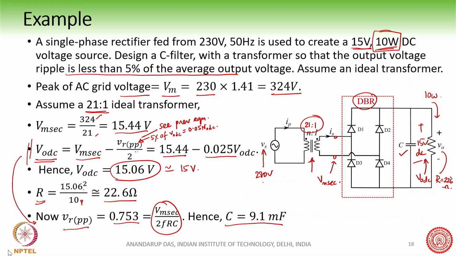The other problem is that this current is also highly non-sinusoidal. If it is 10 watts, very little power, it can be acceptable to the grid. But if the power level is going up, then we cannot do that. Then we have to go for some alternate arrangements, like a PWM rectifier, some form of converter at the front end, to improve this current.